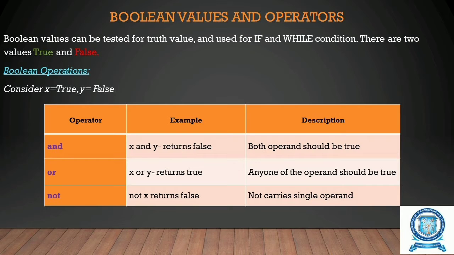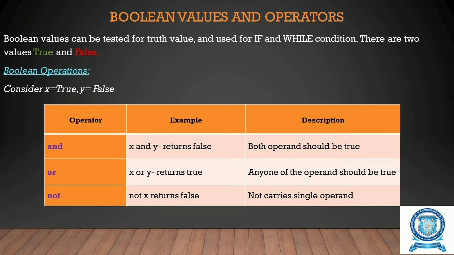Boolean values can be tested for truth values, and they are mainly used for if and while conditions. Boolean values are of two kinds, true and false. Operations can be performed with the operators and, or, and not. Consider an example with x equal to true and y equal to false. When we apply AND to these two operands, x and y will return false, because in the case of AND both the operands should be true, then only we will receive true, otherwise it will return false.